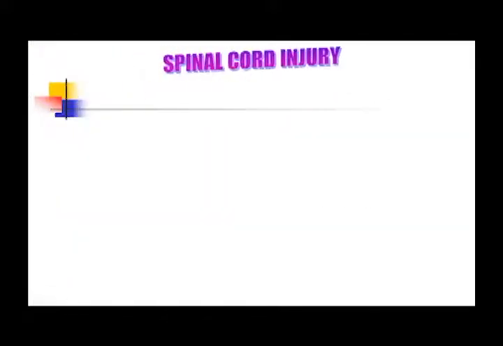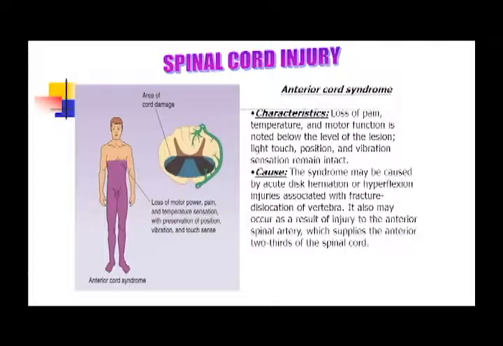Another type of spinal cord injury would be anterior cord syndrome. In your anterior cord syndrome, the anterior aspect of the spinal cord is affected. In this case, this would now lead to paraplegia or affectations in the lower extremities.